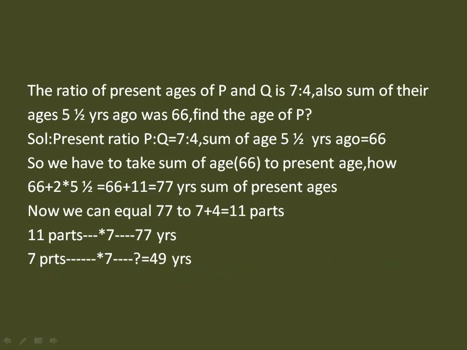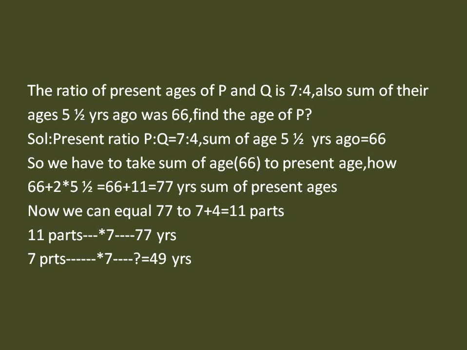The ratio of present ages of P and Q is 7:4. Also, the sum of their ages 5.5 years ago was 66. Find the age of P. Friends, here the present ratio of P and Q is given, but the present sum of the ages of P and Q is not given. What they have given is the sum of their ages 5.5 years ago, which was 66.